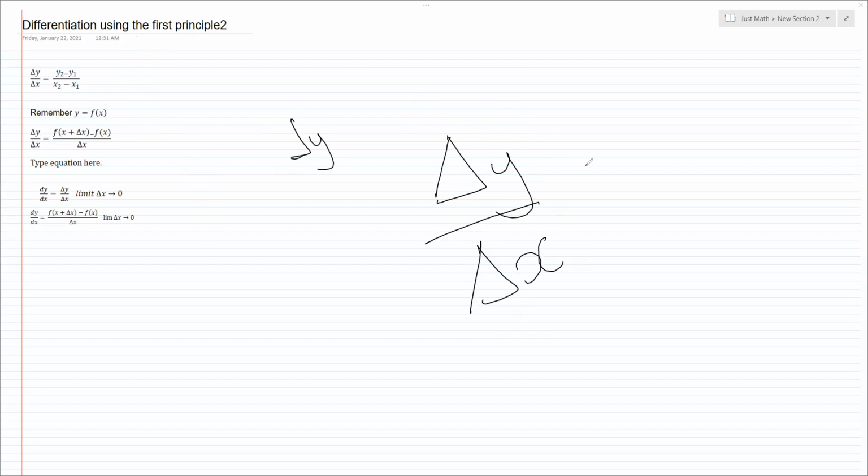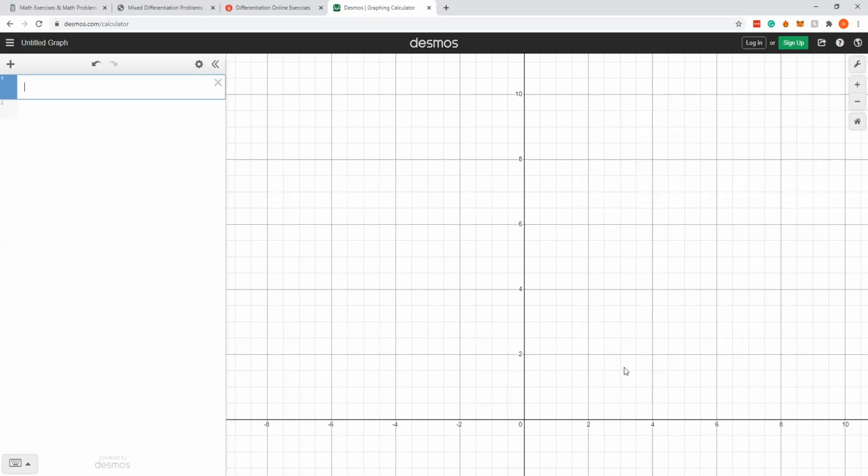Now, change in y over change in x. First thing, I'm going to go to a graph. I'm going to use the Desmos graphing calculator because I think it's a good one. So assuming we had an equation, y equals x plus 3, and I say find the gradient of this line.